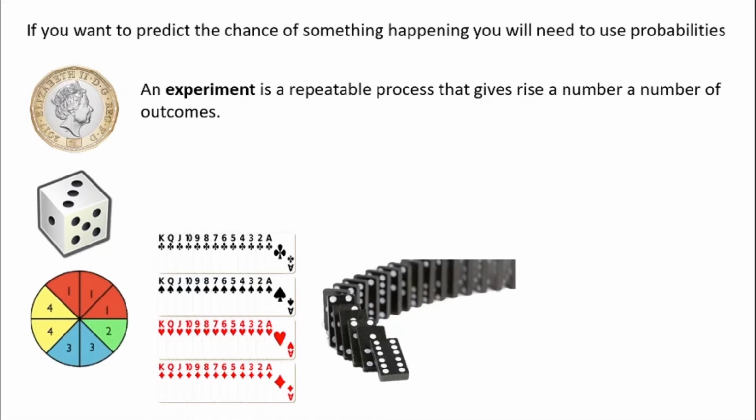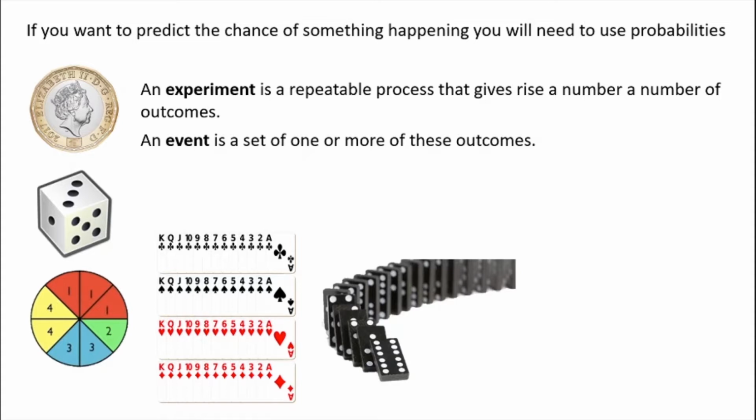An event is a set of one or more of these outcomes. On a dice, getting a score of 1, 2, 3, 4, 5, and 6 are each individual outcomes. But if I grouped these outcomes together, if I said what's the probability of getting an even number, well, getting an even number is what we'll refer to as an event. It's a collection of outcomes.